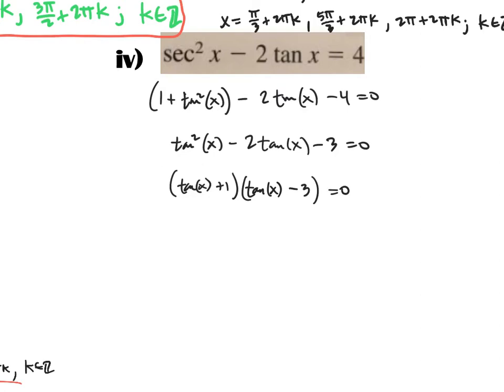So this will be an interesting solution set. I'll show you why in just a second here. But I want to know where tan x is equal to negative 1 and where tan x is equal to 3. Well, this is a traditional solution set here. Tan x will be negative 1 at the two values, 3 pi over 4 and 7 pi over 4.